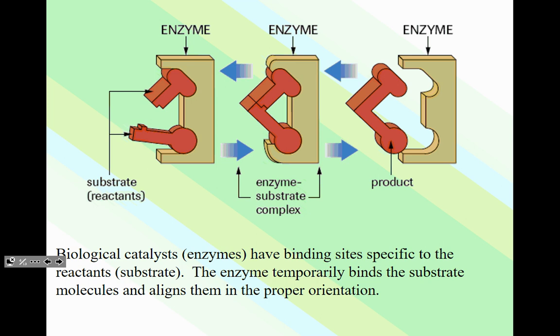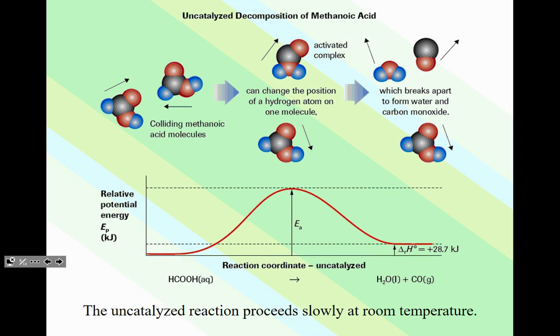Biological catalysts or enzymes have binding sites specific to the reactants or the substrate. The enzyme temporarily binds the substrate molecules and aligns them in the proper orientation. So we use enzymes in our bodies, and nature has a way of making things more efficient. And catalysts are just everywhere, kiddos.